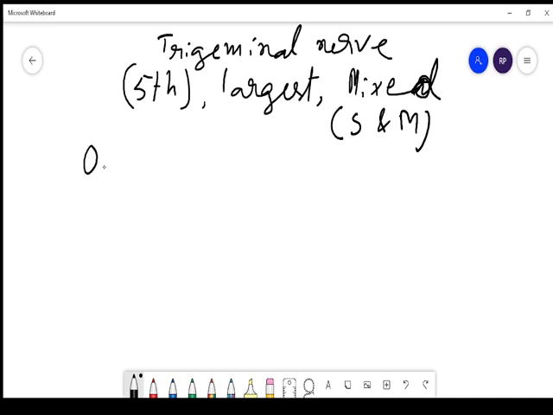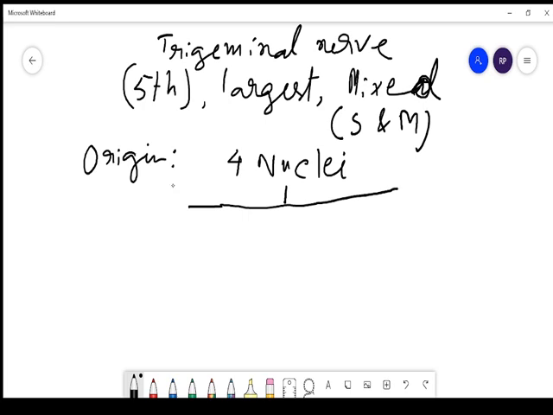Now, origin of the trigeminal nerve. It arises from four nuclei. The four nuclei are located in the brainstem. Among the four nuclei, three are sensory and one is a motor nucleus.